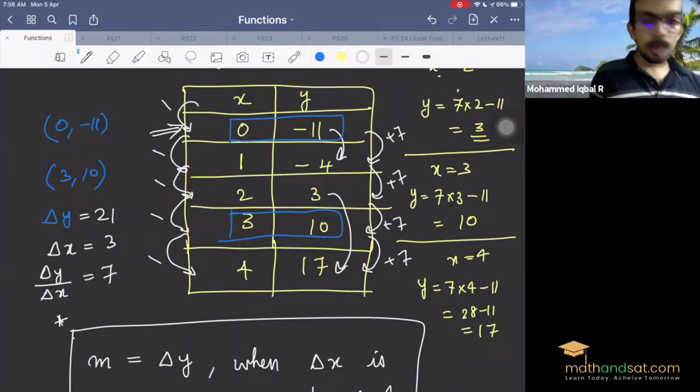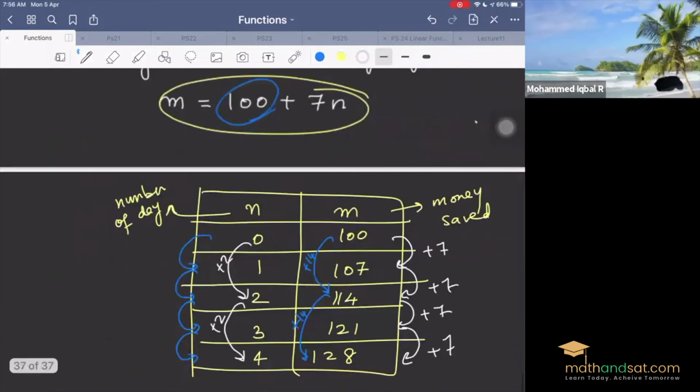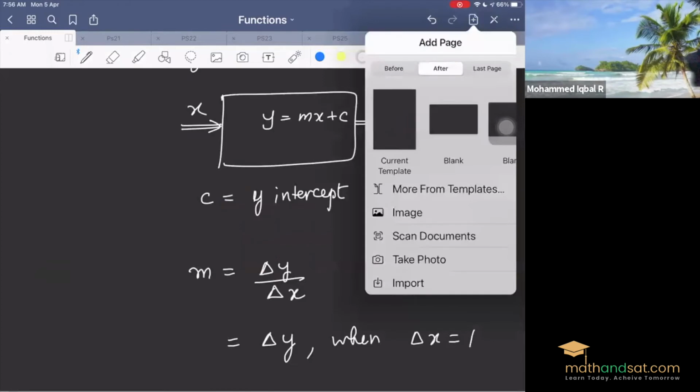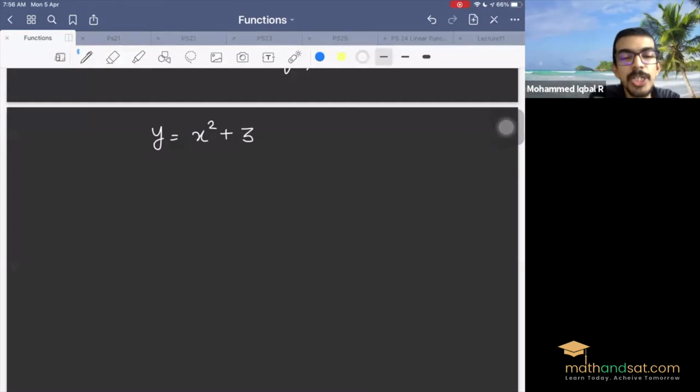Cool. Now, this is not the case for other functions. Say, for example, suppose I take some other function, say y is equal to x squared plus 3. Is this a linear function? This is not a linear function, right?